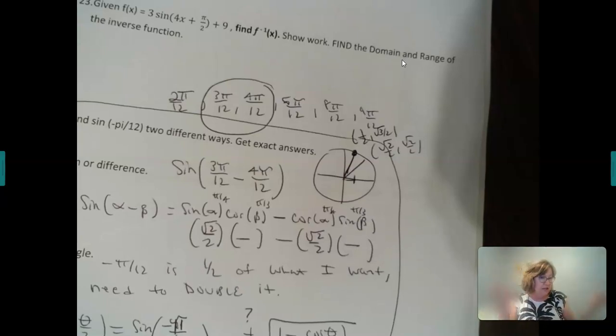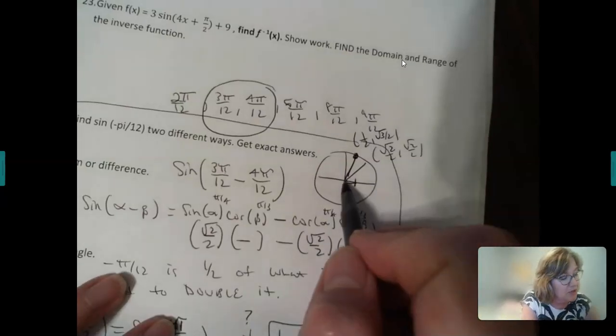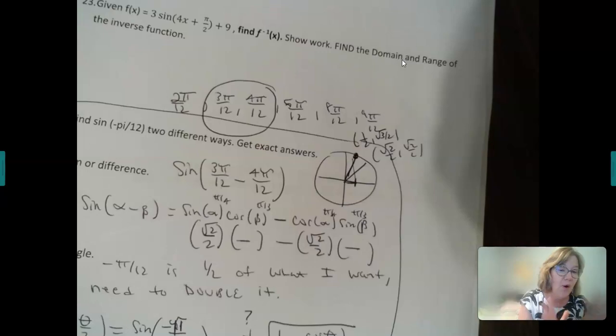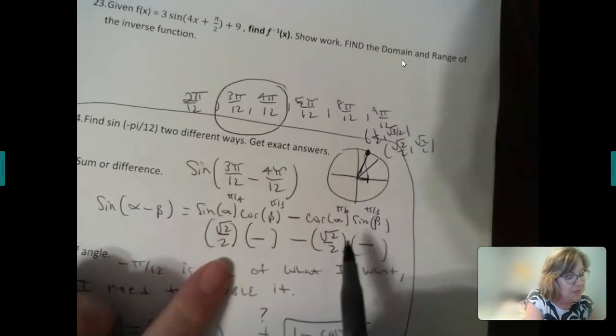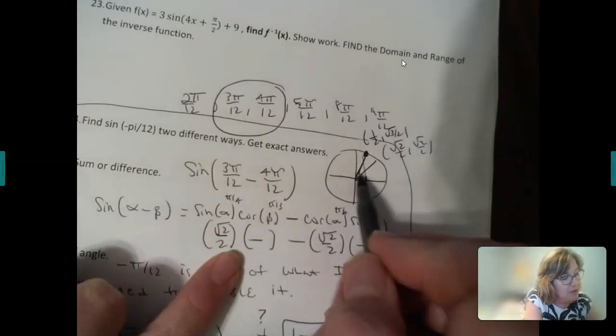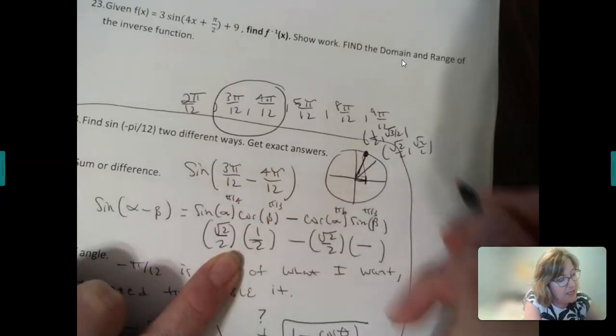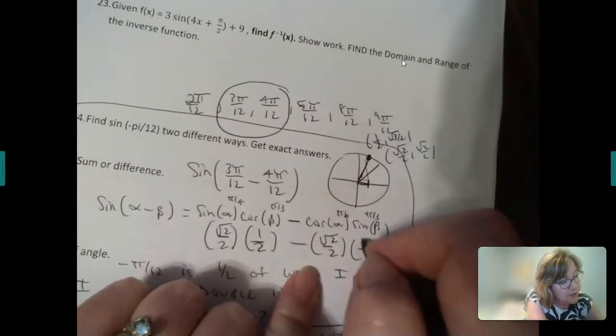If you need to look at it, that's fine. If you are in a face-to-face class with me, you probably would never look at it because you just know it: you go over a half, up 0.9. So hopefully some of you got that from my video. All right, we'll see. Cosine is a half and sine is square root of 3 over 2.